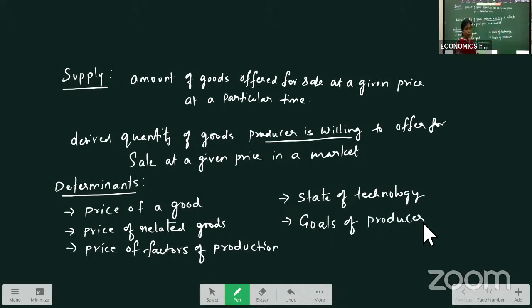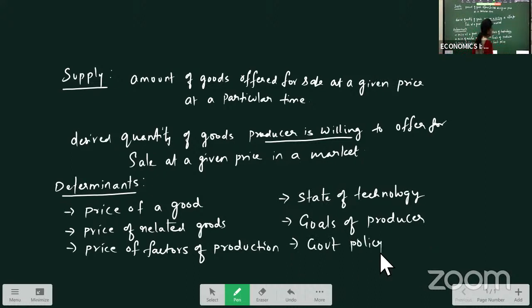Goals of producer. What is the aim? What is the objective of the producer? Whether to increase the profit, whether to increase the market share, or what is his goal? Depending on that, supply will also be determined. And also we can say government policy.